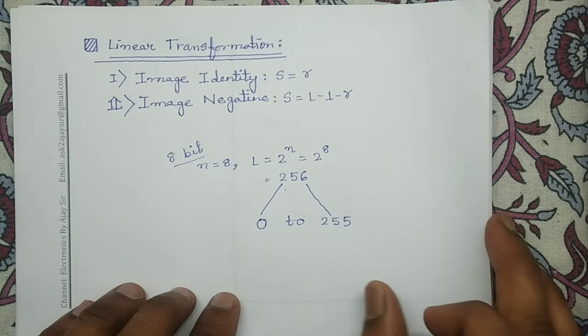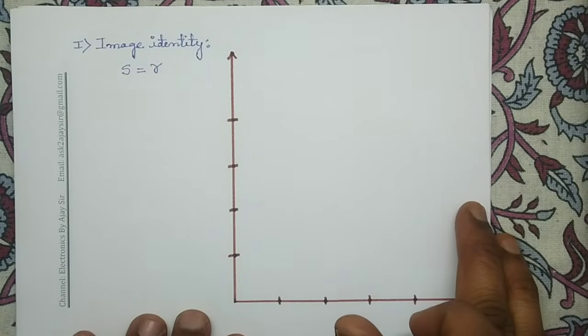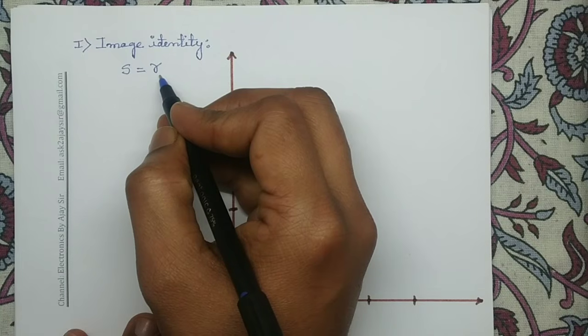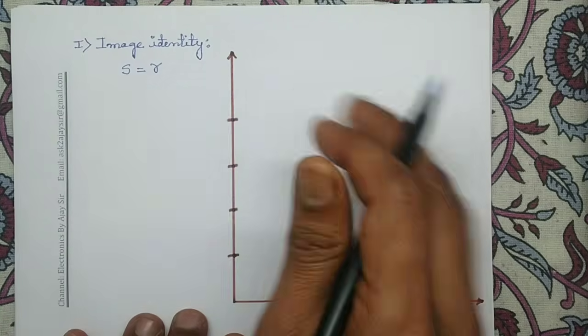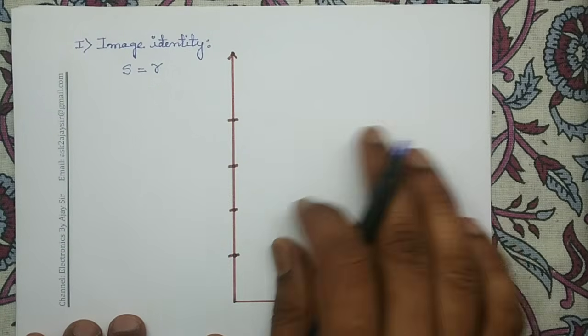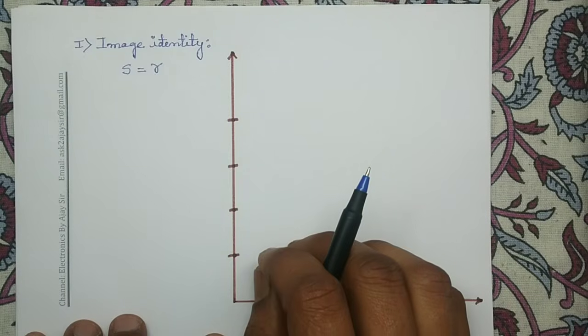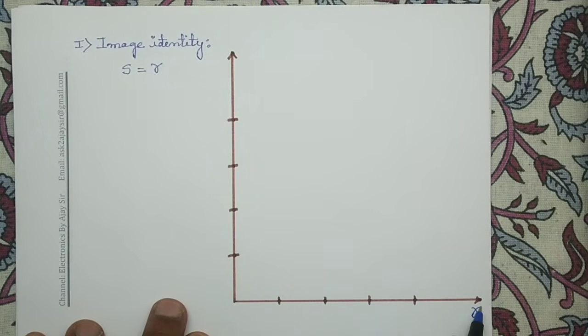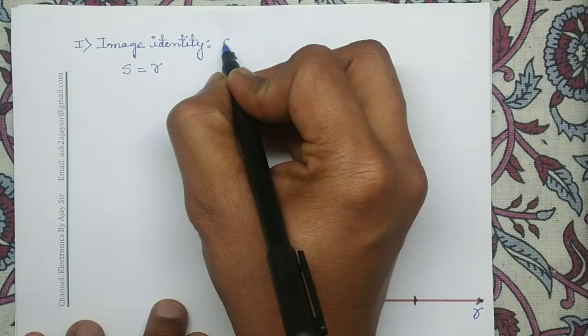So let's start with image identity. The general equation of image identity is S equals to R, where R is my input intensity level and S is my output intensity level. And in order to plot the curve, we will use the 8-bit image. Along x-axis, we will take R. Along y-axis, we will take our output intensity level S.